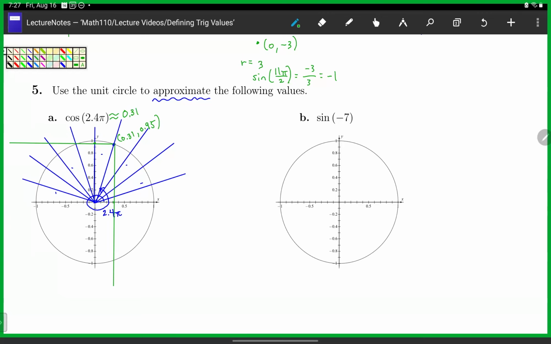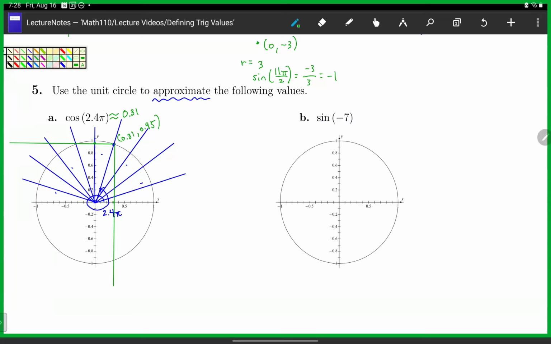And it turns out I looked at the calculator, and cosine of 2.4π is actually about 0.309016, which is like, I'm shocked that my eyeballs got that accurate of a number. I'm sure that won't happen with this other one.